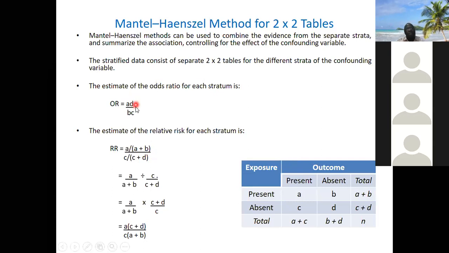If it is relative risk, of course the relative risk is A all over A plus B, everything all over C plus D, which, because it's too many overs, you can change and write like this. If you say A over A plus B divided by C over C plus D, then when you change the division to times, the numerator becomes the denominator. So it will just be A times C plus D over C times A plus B. It's the same thing.